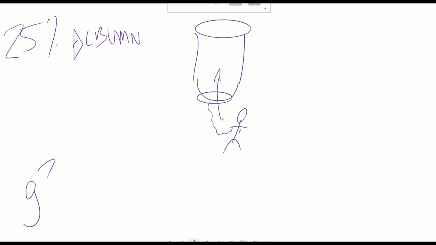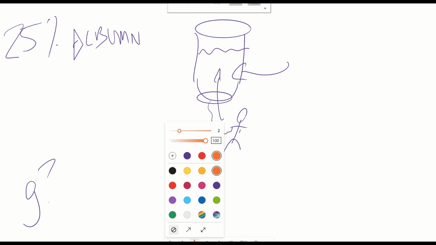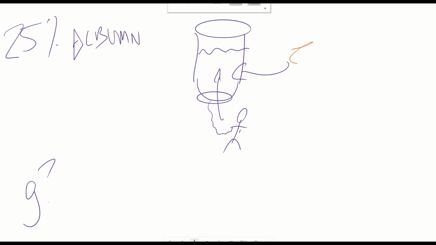Well, we don't know what the bottle has in it. How much is in the bottle? How much do you want to be in the bottle? 50, 75, 250, 500? 500, I heard, okay. All right, we're giving 500 mLs to the patient, and it's 25% albumin. How many grams of albumin did the patient get?